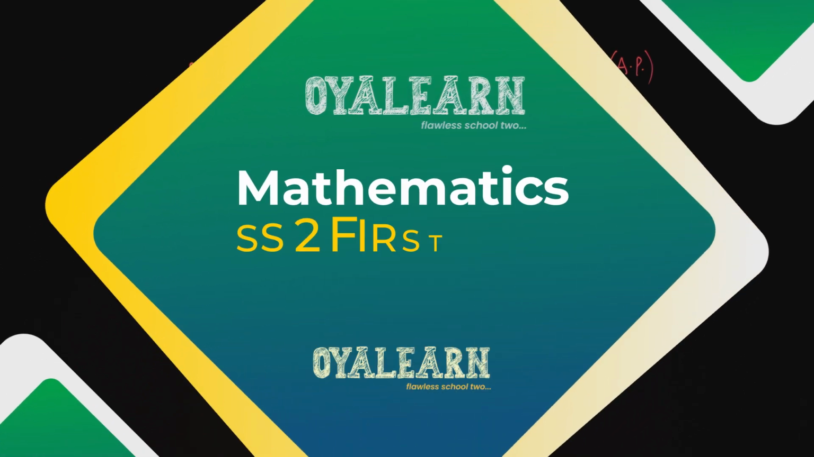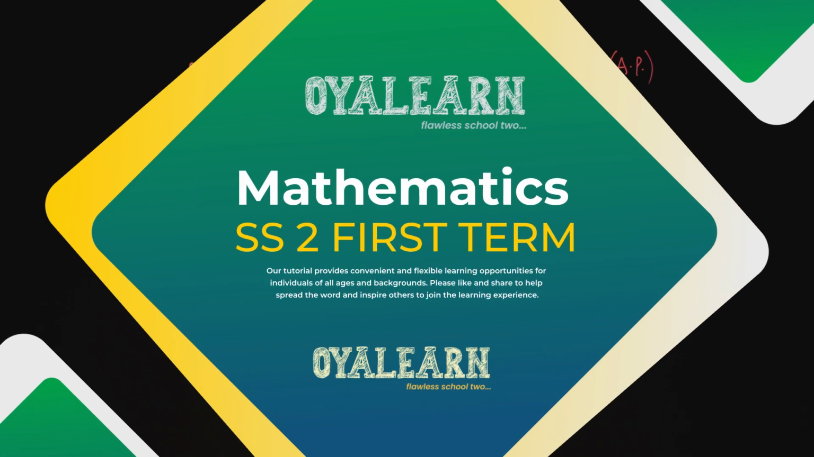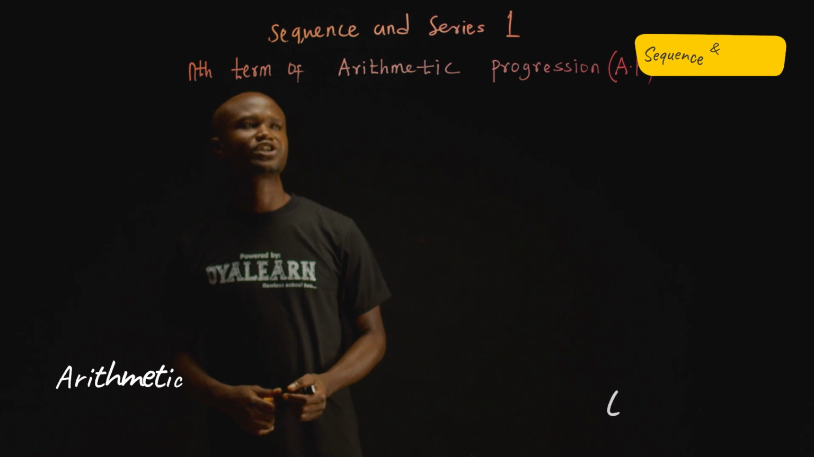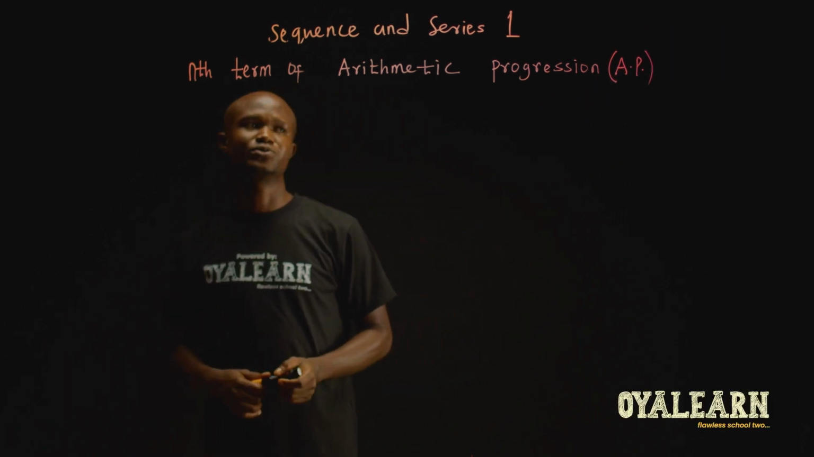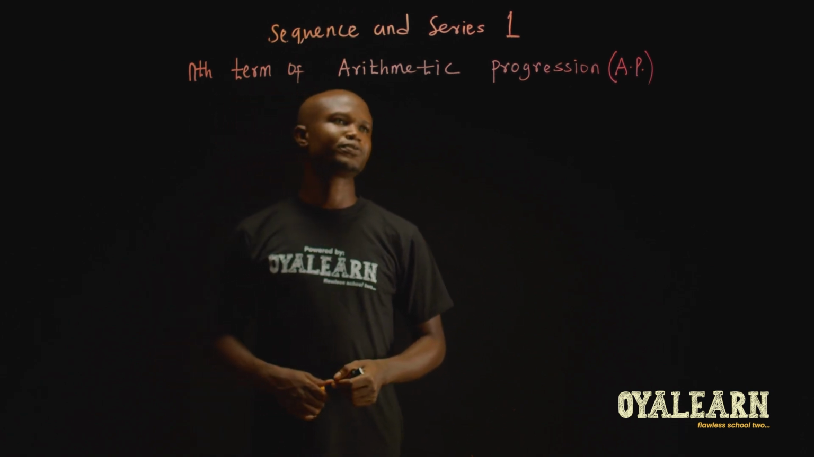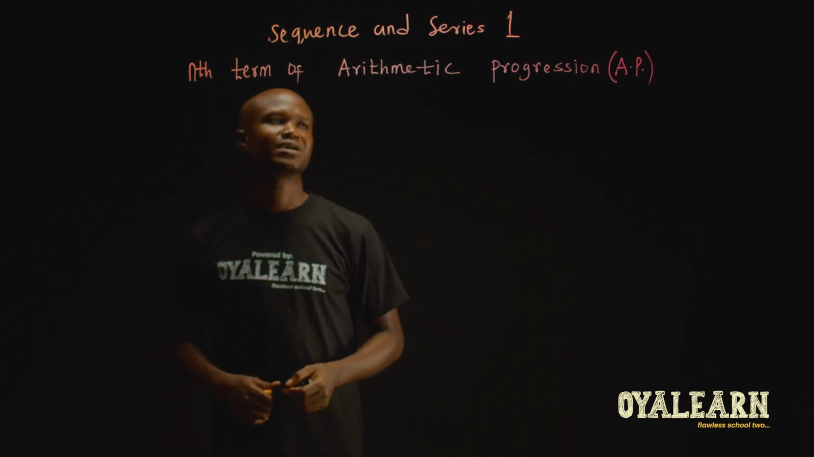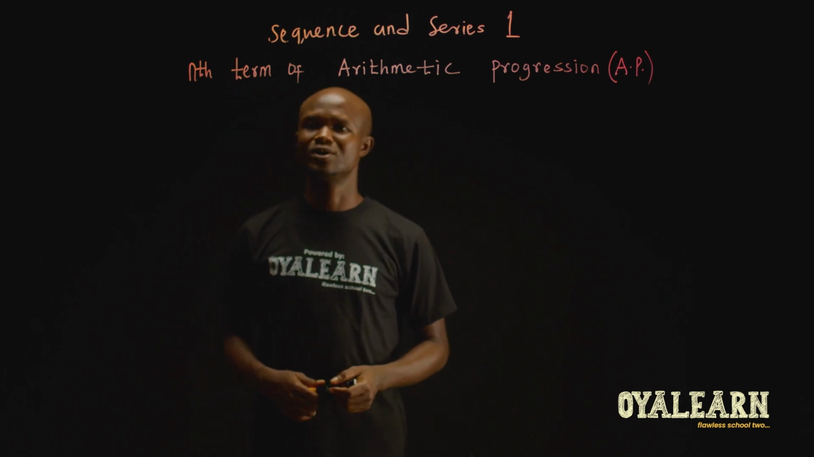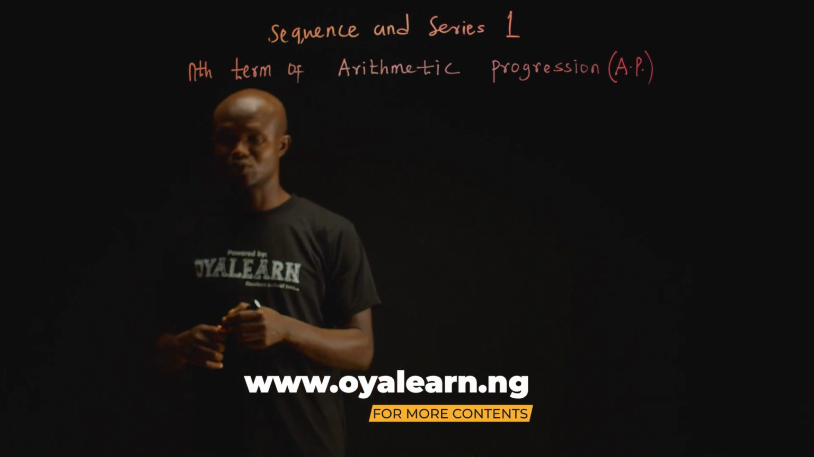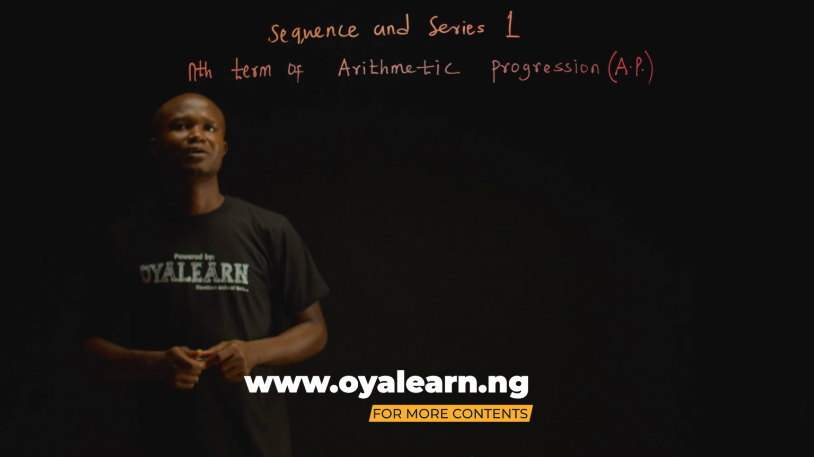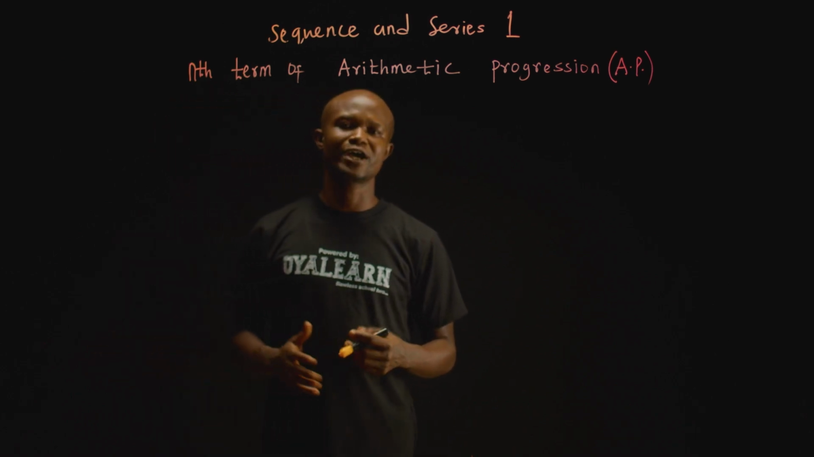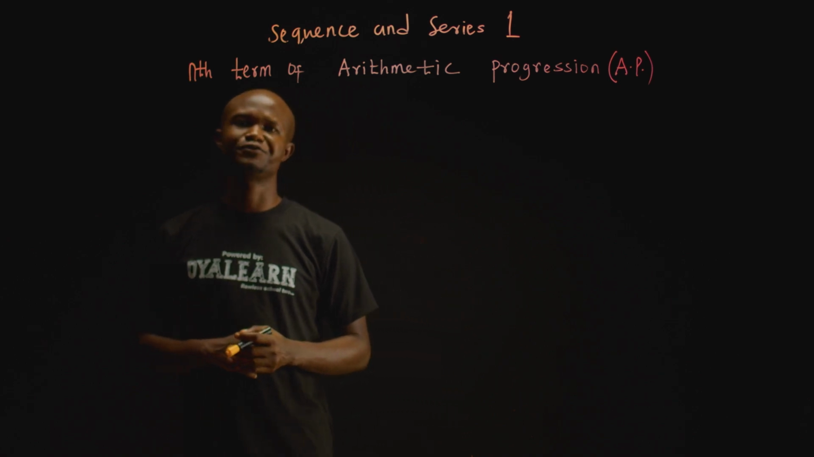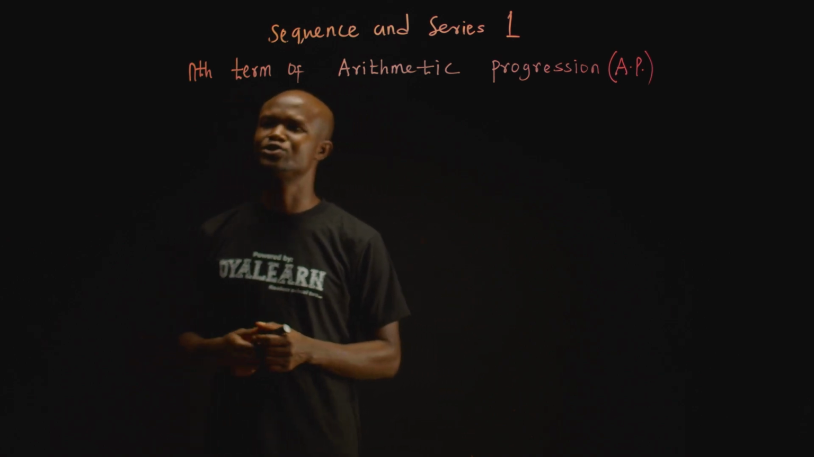nth term of arithmetic progression. Arithmetic progression can be denoted as AP. Take note of that. Arithmetic progression is also the same thing as linear sequence. So in this case, what is meant by AP? For AP, we have what we call the first term. That's the first thing you need to know.